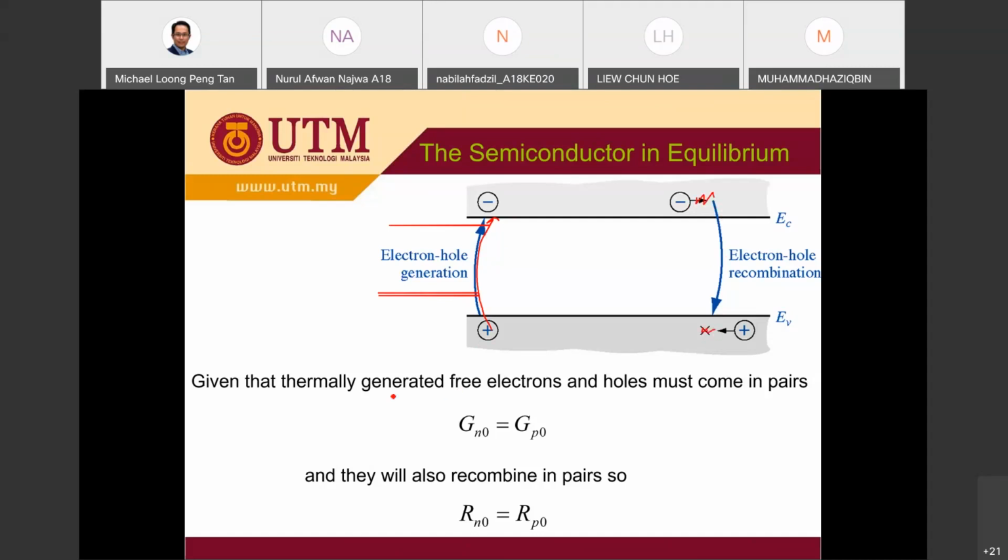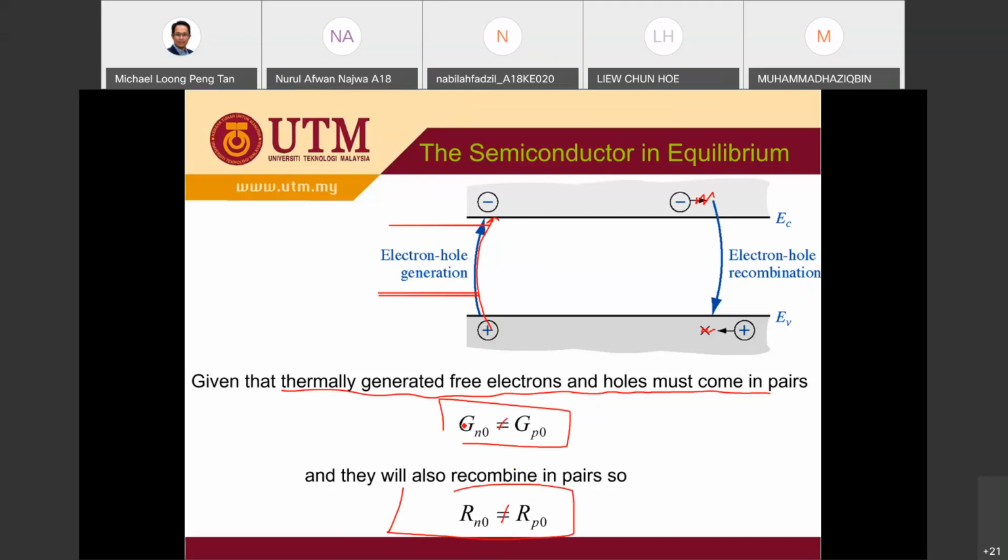So for thermally generated free electrons, they must come in pairs. If you have this G here, the generation rate for electron will be the same for hole. Because they come in pairs, and when they recombine, they recombine in pairs. Then the problem comes in a later section, where sometimes the G is not the same as G and R is not the same as R, and that is what causes confusion. But here in theory, everything is the same. This one is the same and that one is the same.